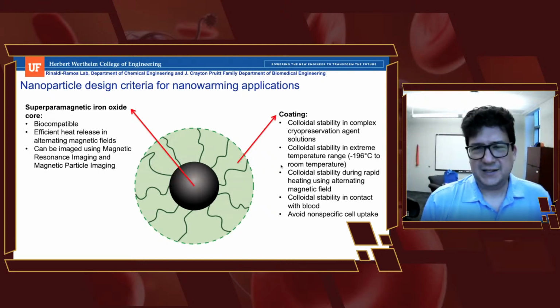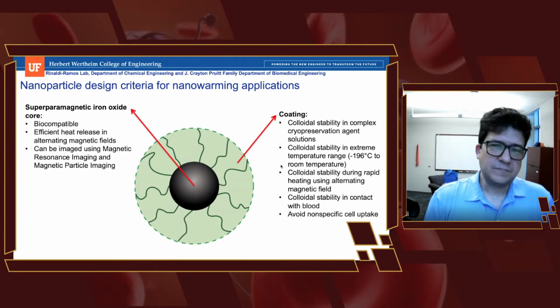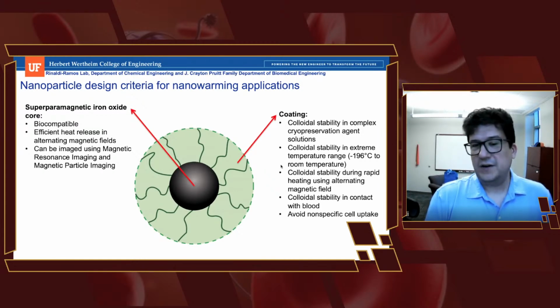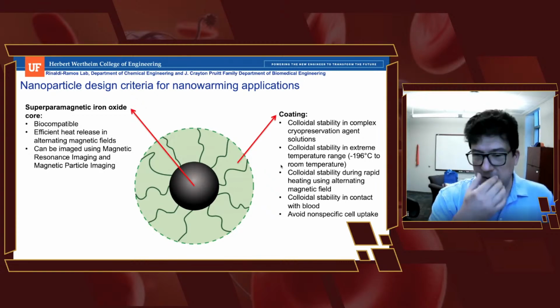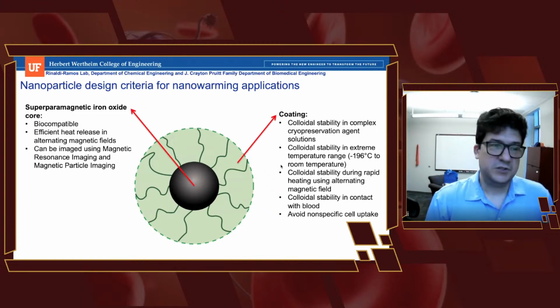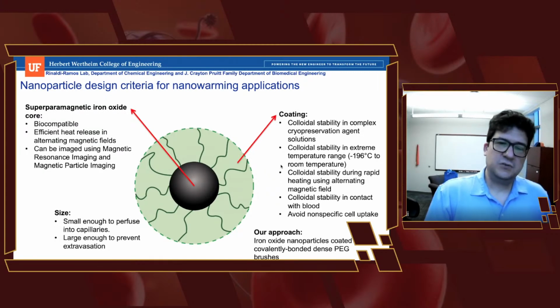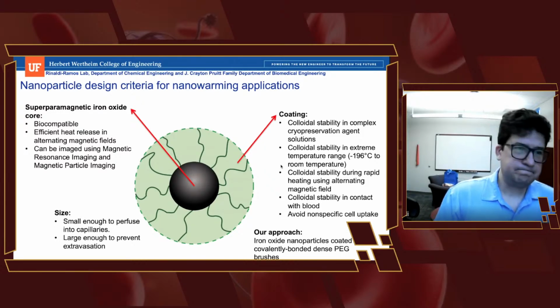That colloidal stability should be active in an extreme temperature range as low as negative 196 degrees C. It should remain colloidally stable during rapid heating using the magnetic field. It should be stable in blood, and it should avoid nonspecific cell uptake because after you rewarm the tissue, you want to remove the particles as much as possible. And the particles, of course, should be small enough to perfuse into capillaries, but large enough to prevent extravasation in the tissue. So our approach is to obtain these particles by covalently bonding a dense PEG brush.